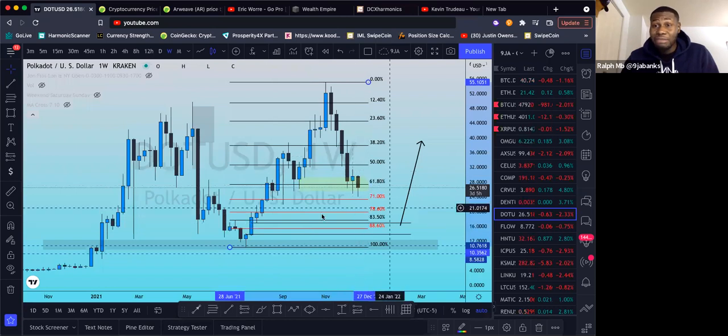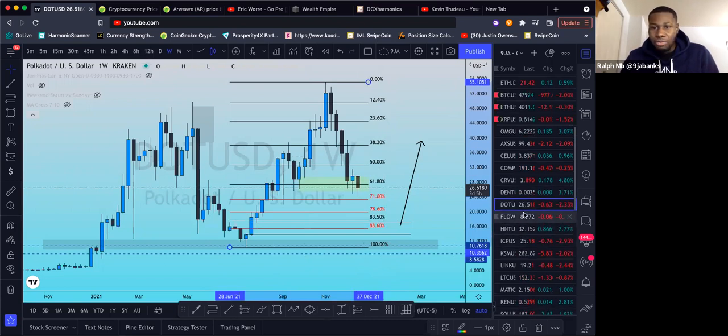Polkadot, I believe you can trade this on your MT4 as well right now. So these are one of those assets you can trade on MT4. Right now we're looking at Flow as well.